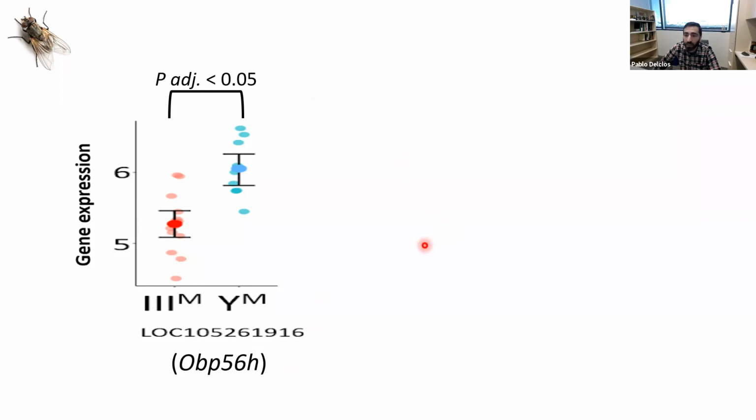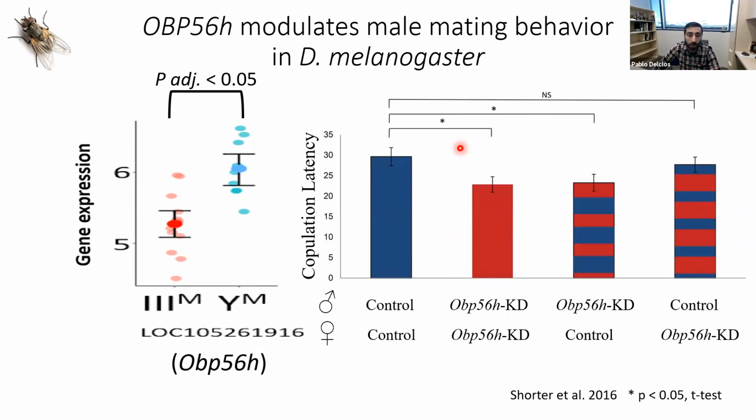First of all, in a previous study in Drosophila melanogaster, it was shown that suppression of the expression of this gene actually has this drastic behavioral effect. Specifically, males, but not females, with suppressed expression of this gene were faster at mating. In other words, they had lower copulation latencies, which provides those males with a mating advantage.